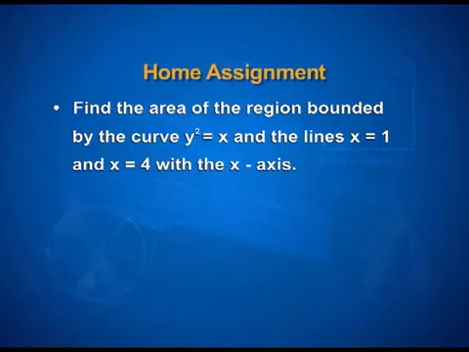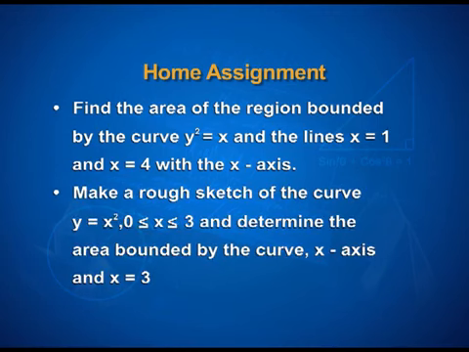Here students, there are some questions for the home assignment for you. Question number 1. Find the area of the region bounded by the curve y squared is equal to x and the lines x is equal to 1 and x is equal to 4 and the x axis. Question number 2. Make a rough sketch of the curve y is equal to x squared with x lying between 0 and 3 and determine the area bounded by the curve, the x axis and x is equal to 3.